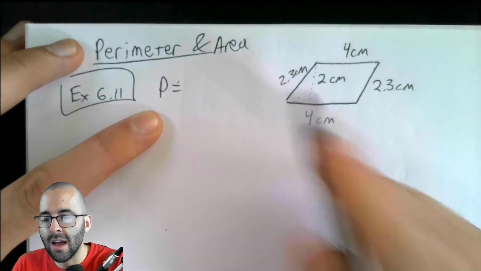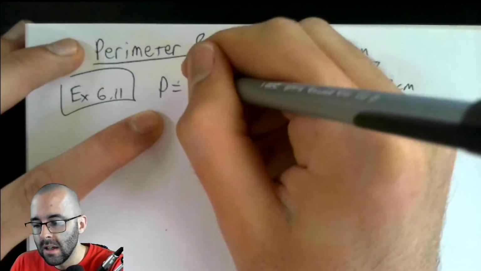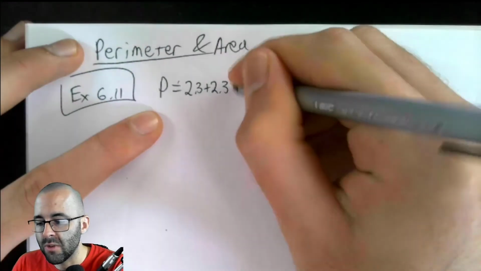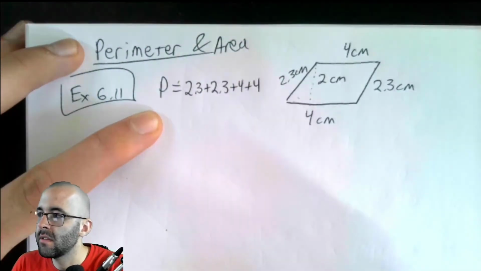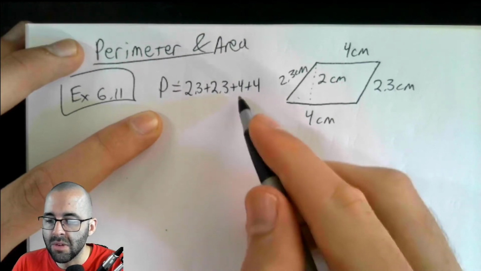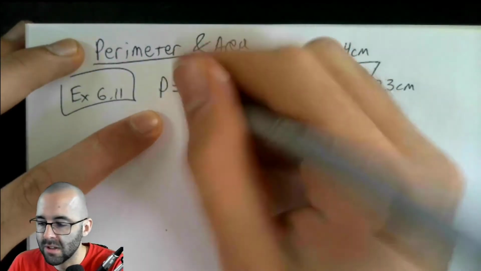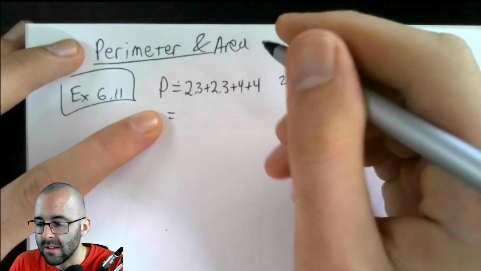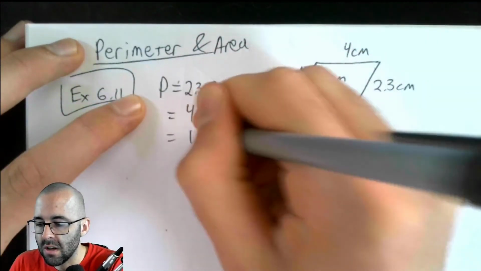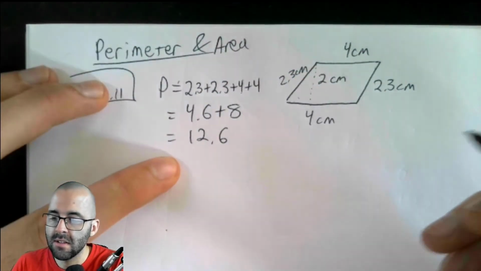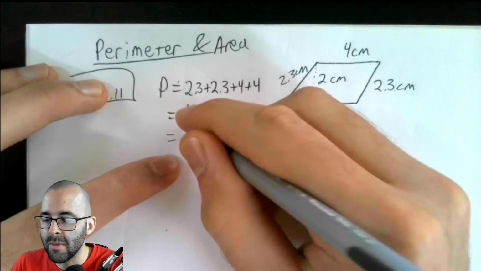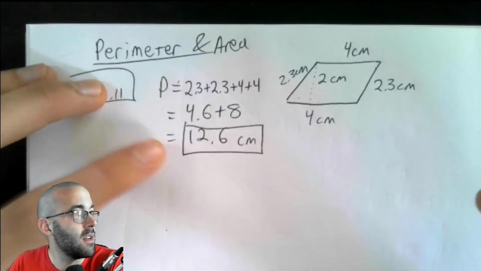Perimeter, add them all up. All right, 2.3 plus 2.3 plus 4 plus 4. Or you could say 2 times 2.3 plus 2 times 4. That also works. So add these all up, and we're going to get 4.6 plus 8, which should be 12.6 centimeters. Perimeter is a length, so it's going to be centimeters here.